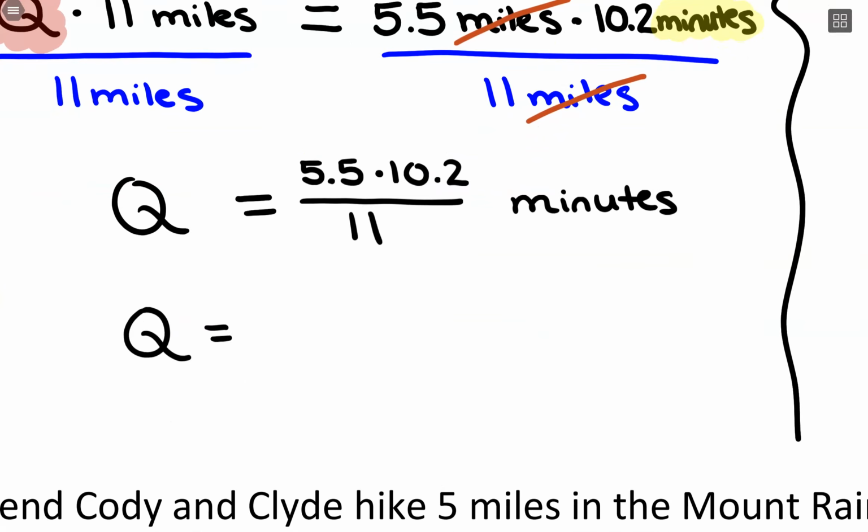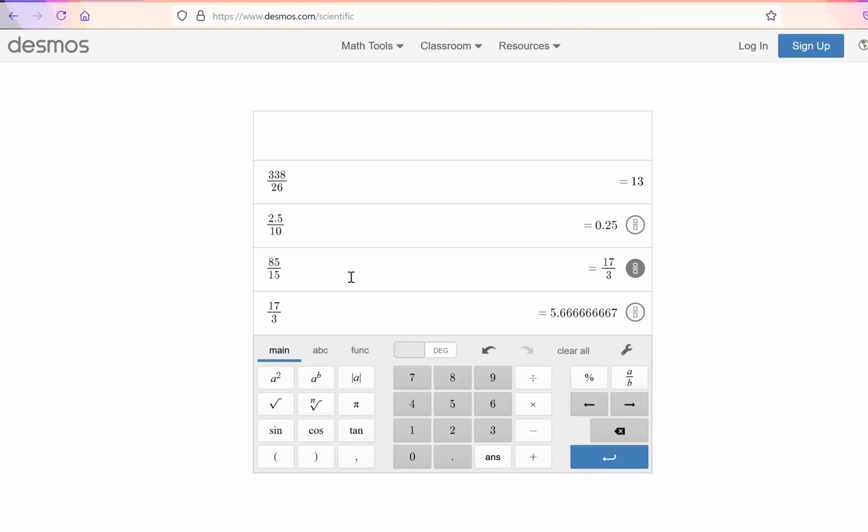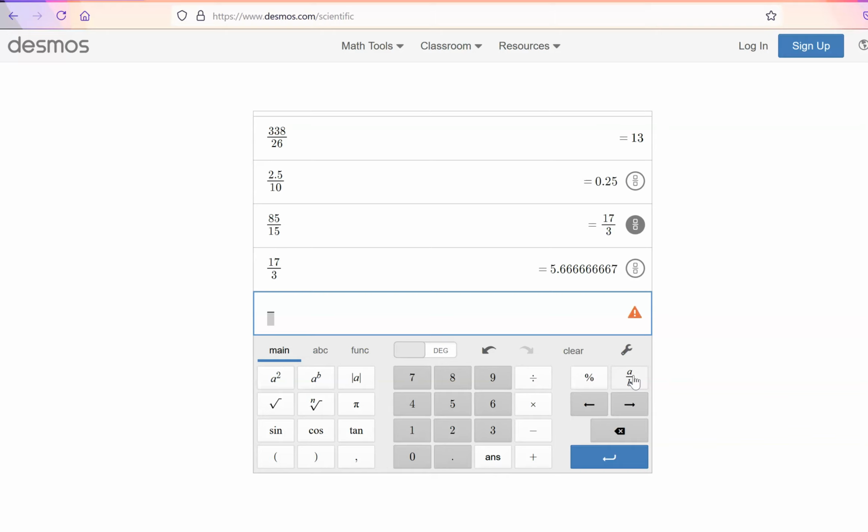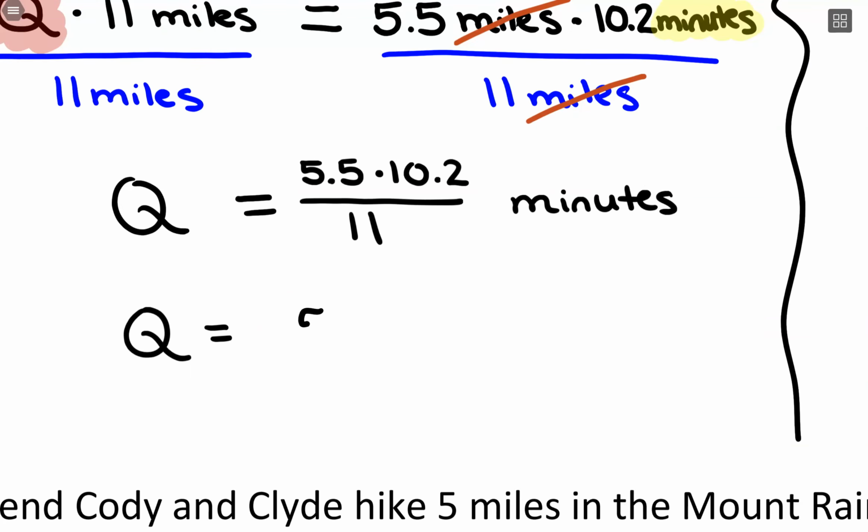I can show you a function on the Desmos calculator that helps out when we're dealing with fractions and you have some calculations to do. So there's this button over here with A over B, and that'll just separate up a numerator and denominator. And this is just really nice, so it organizes it. So we have 5.5 and then times 10.2. So it can really match what we wrote down on our paper, and then we're dividing by 11. So that's 5.1. And then our units, minutes.